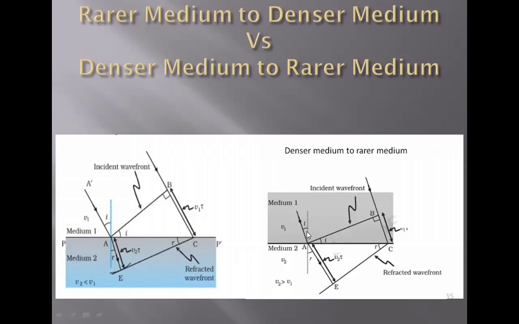In this diagram, you can see that the angle of incidence is lesser than the angle of refraction, because the speed of light is decreasing when it moves from rarer medium to denser medium, and the speed of light is increasing when it moves from denser to rarer medium. That is why it moves away from the normal in the denser medium to rarer medium diagram. Okay, this is the incident wavefront, this is the refracted wavefront. More or less, these two diagrams look very similar. Only the medium changes. Because of that, the refracted wavefront and incident wavefront change.